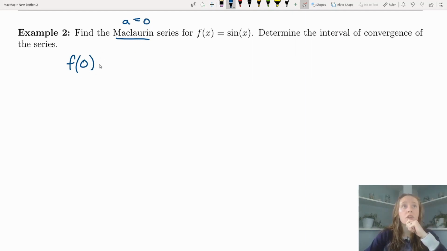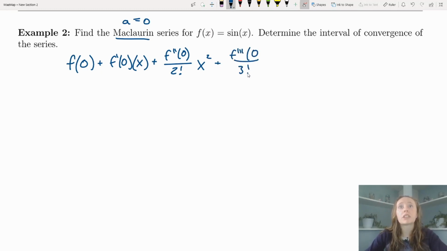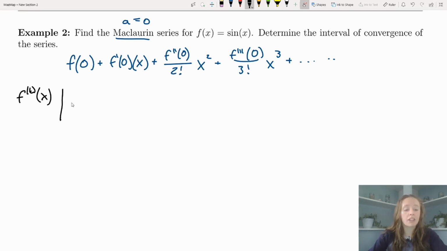So we have f of 0 plus f prime of 0 times x minus 0, which is just x to the first, plus our second derivative at 0 over 2 factorial times x minus 0, x squared, plus that third derivative over 3 factorial times x cubed, and so on. Again, I like to think of this as a table. So I'm going to take my kth derivative of x, and then I'm actually going to plug in 0 for those x values.